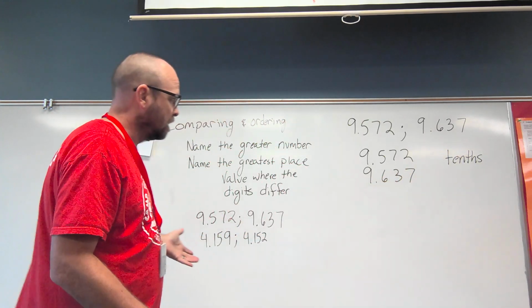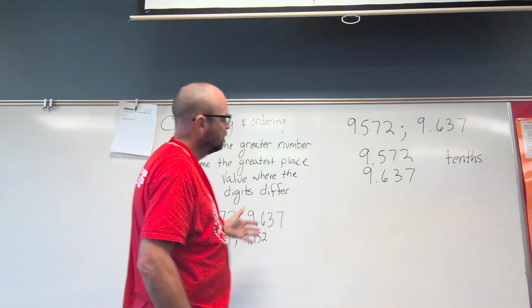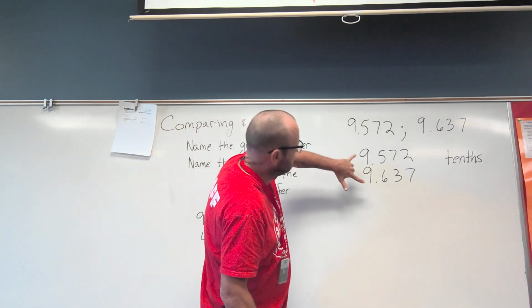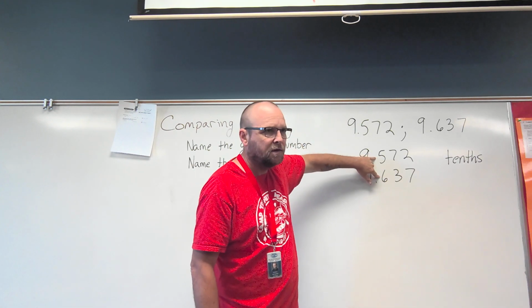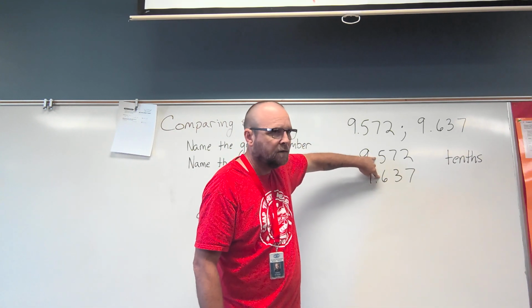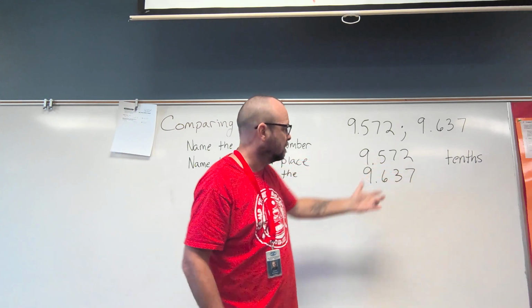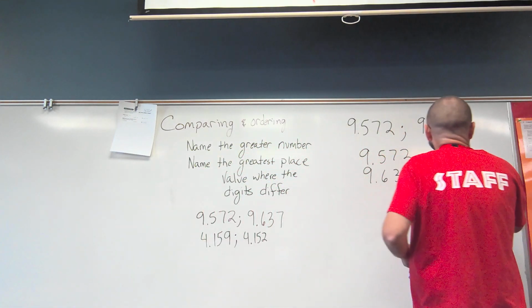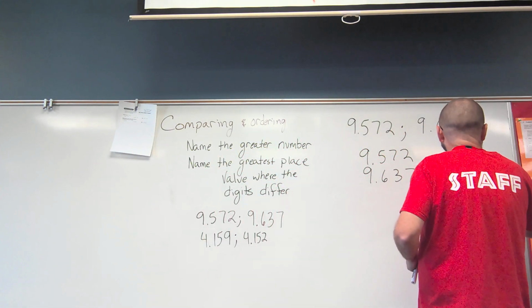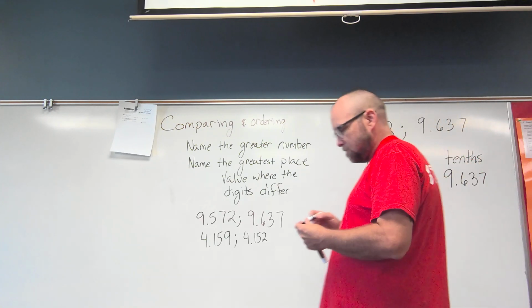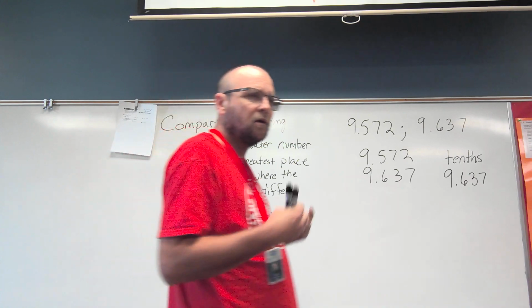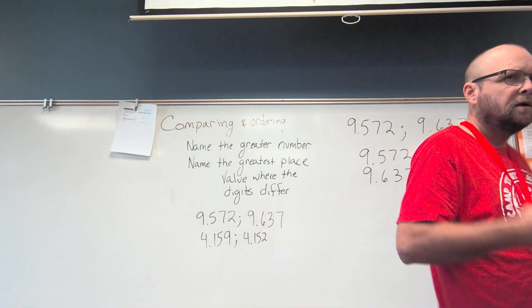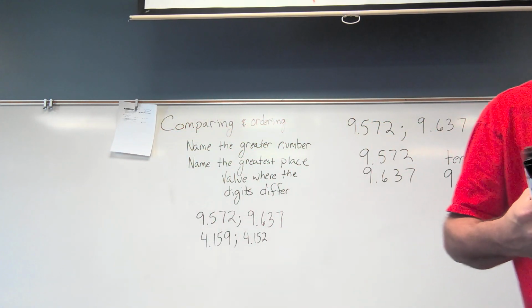Now it says to write down our biggest number. So as Miss Courtney told us, in the ones place they're the same. The tenths place is where they differ. So Courtney, 6 or 5 is the biggest? 6. So our biggest one is 9 and 637 thousandths. We take our time. We breathe slowly. We think.